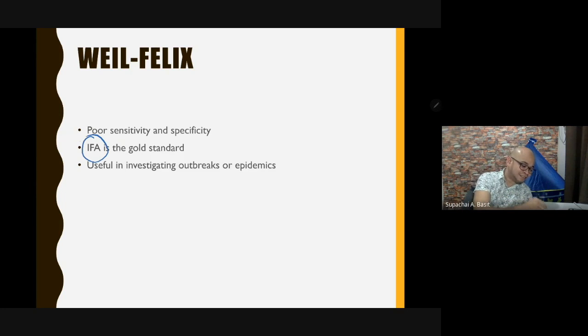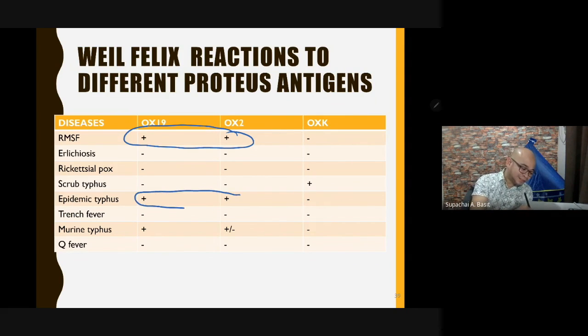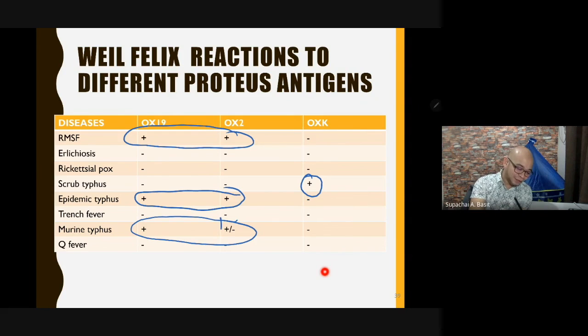That's the reason why indirect fluorescent assay is now considered the gold standard, and it is useful in investigating outbreaks or epidemics. So Weil-Felix is not specific and it's not sensitive. Let's say, for example, for Rocky Mountain spotted fever, it is positive with OX2 and OX19. And it has the same result for epidemic typhus. For scrub typhus, it's only positive with OXK. For murine typhus, it has a variable result for the OX2. So again, it's not specific.